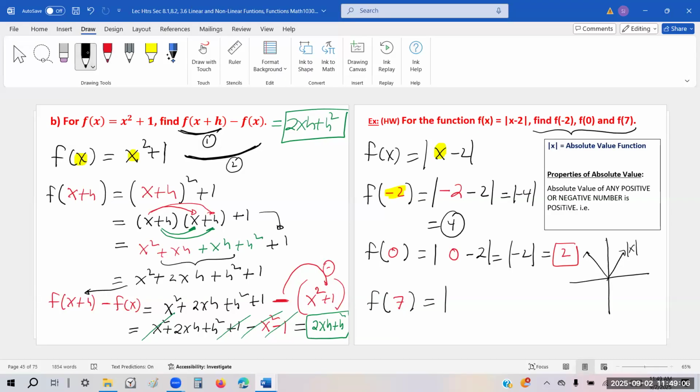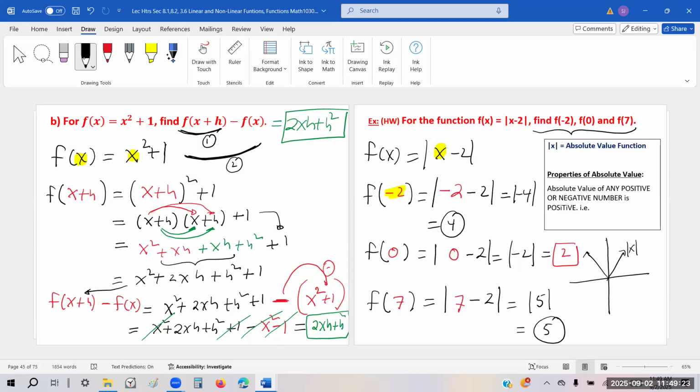Finally, the last one. We have 7 minus 2. The answer is 5. And this is already positive.